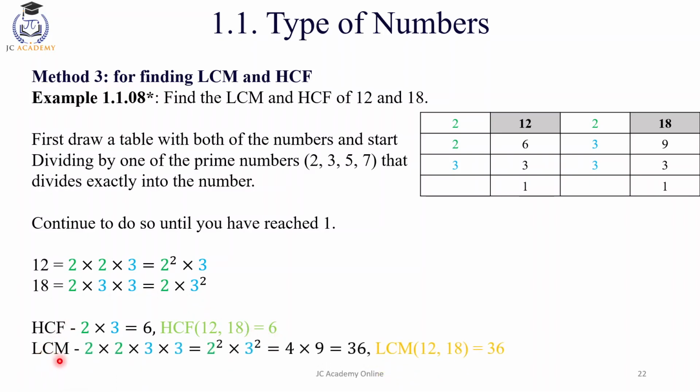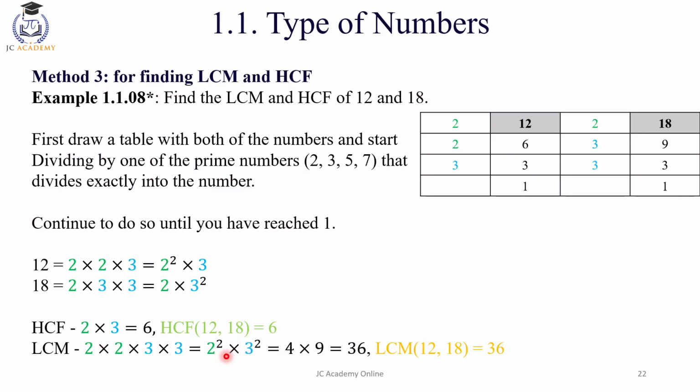How about the least common multiple? Well, for the least common multiple, what we do is we look for the largest factor that appears in both of them. So 2 squared is the largest of the 2s, so we write that down, 2 to the power of 2. And 3 squared is the larger of the 3s, so we write down 3 squared, and we multiply the answer.